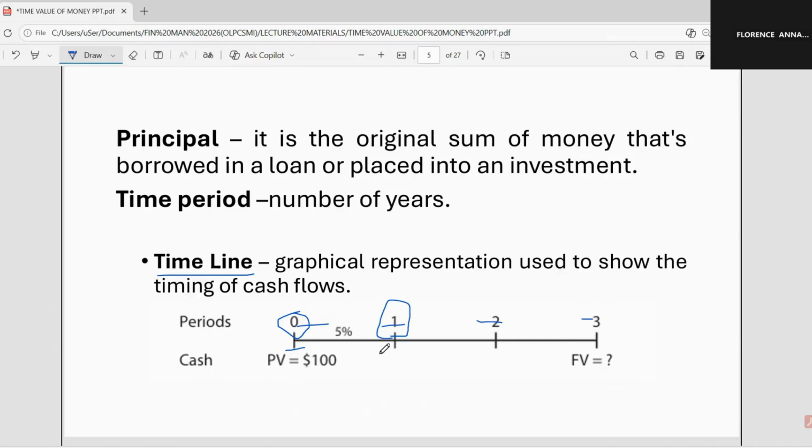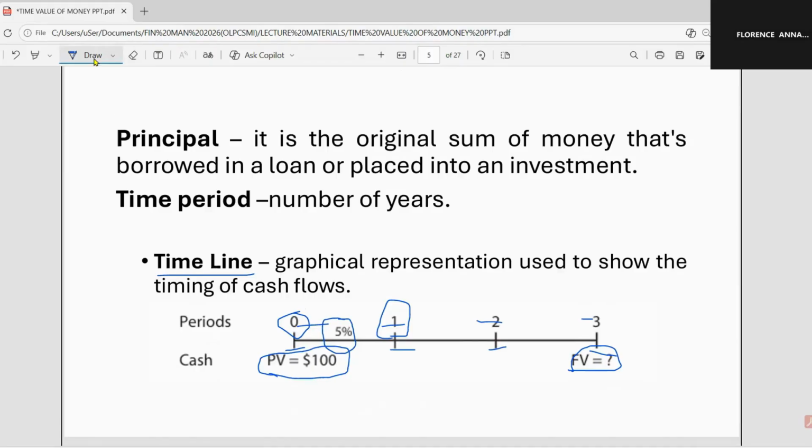So this tick mark here, ito yung nagre-represent ng end and beginning of the next period. And you can also see from this timeline that we show the present value amount of the money invested today. And here will be the value in the future, or yung tinatawag nating future value ng ating money. Also, you will notice that in this timeline, reflected din kung ilan yung interest for the investment.